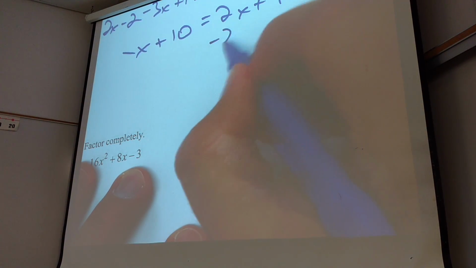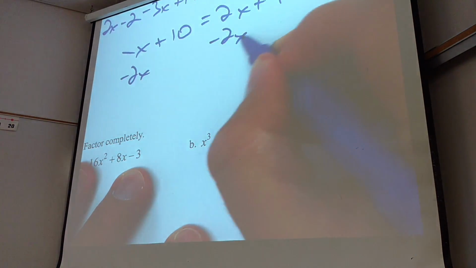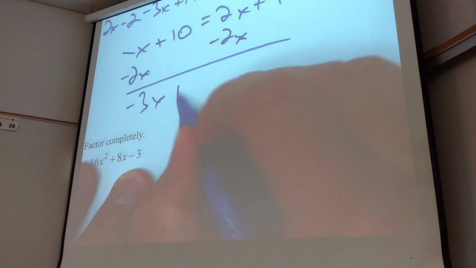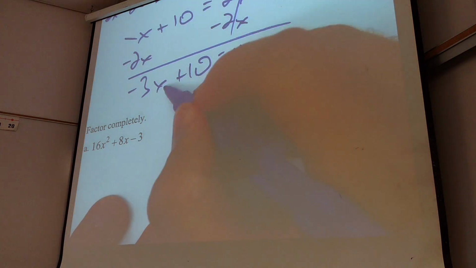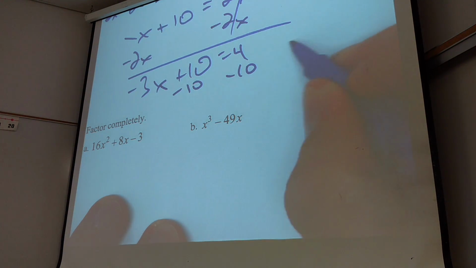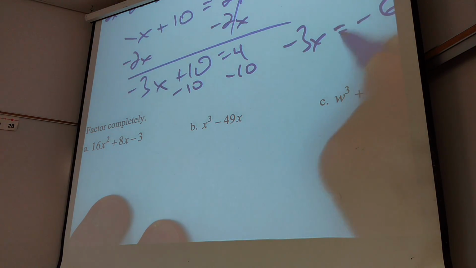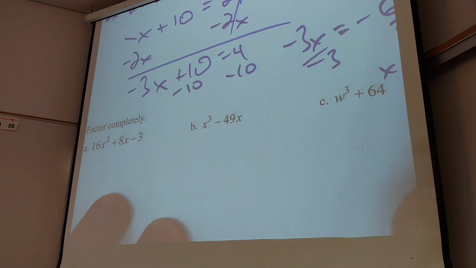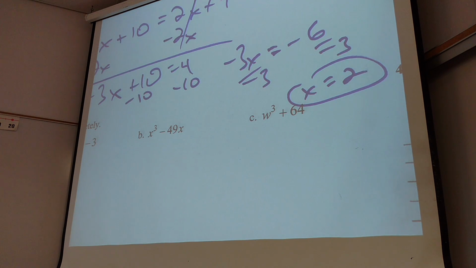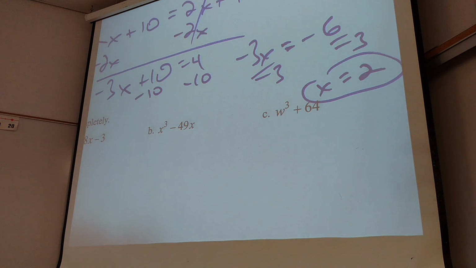All right, sure. Subtract 2x, and I get negative 3x plus 10 equals 4. Minus 10: negative 3x equals negative 6. Divide by negative 3: x equals 2. Cool.